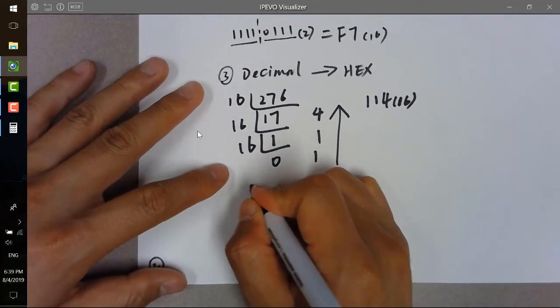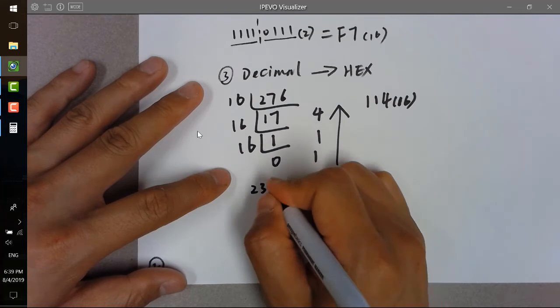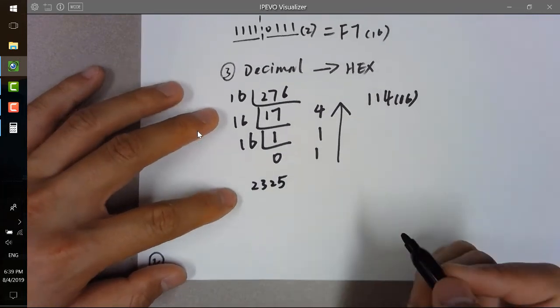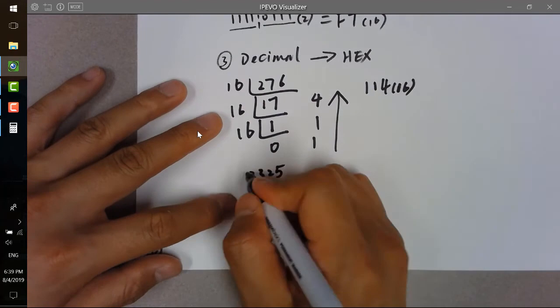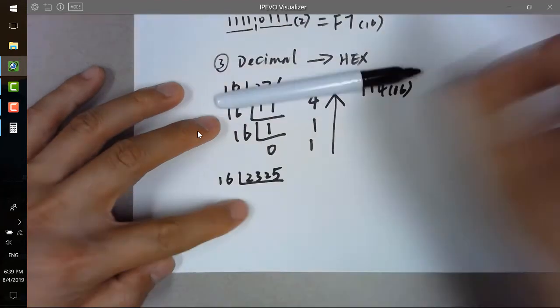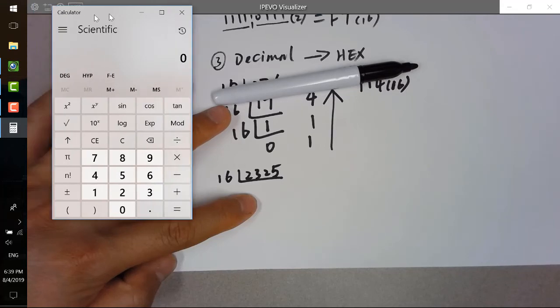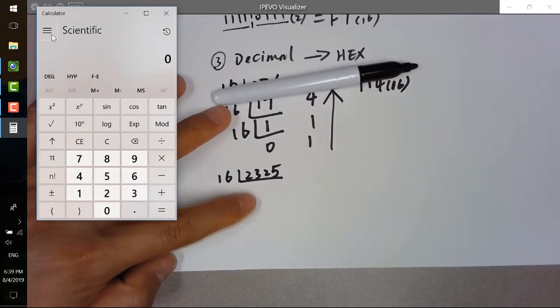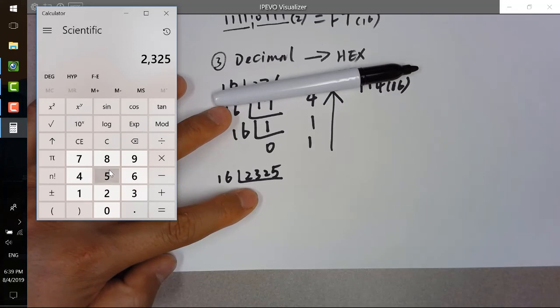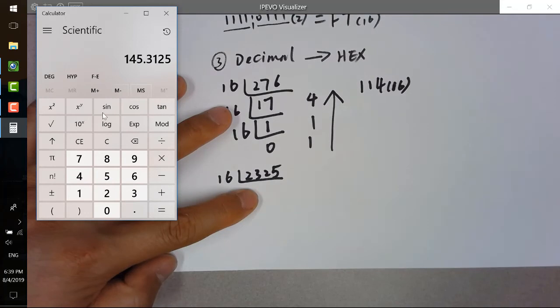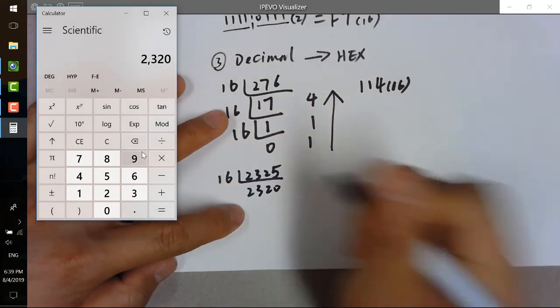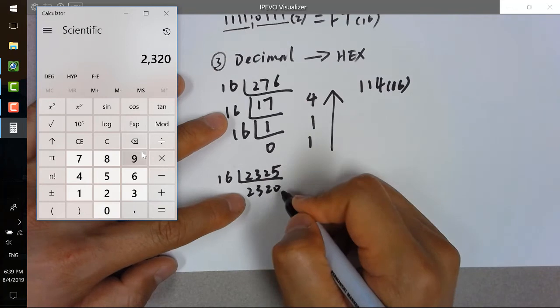So if we have a bigger number, 2,325. So what's the hex number for this number? All right, crazy, right? So now let's divide this number by 16. Of course, I couldn't calculate it just manually. So now let's do 2325 divided by 16. So 145. So 145 times 16 is 2320. Okay, and the remainder is 5.